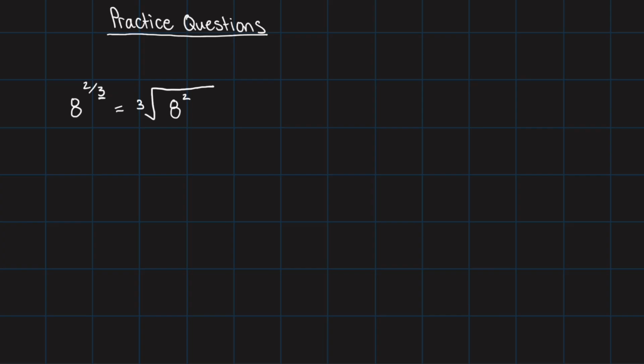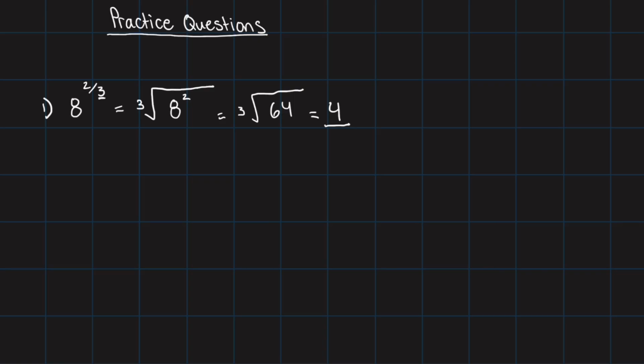So before, when we had 1 over 2 or 1 over 3, that's why it was always the root of x to the power of 1, or 8 to the power of 1, or 6 to the power of 1. But since it's 2 over 3 in the exponent, it's 8 squared, and not 8 to the power of 1. So then this ends up giving you the cube root of 8 squared, which is 8 times 8 is 64, the cube root, and that gives you 4, because 4 times 4 is 16, and 16 times 4 is 64.